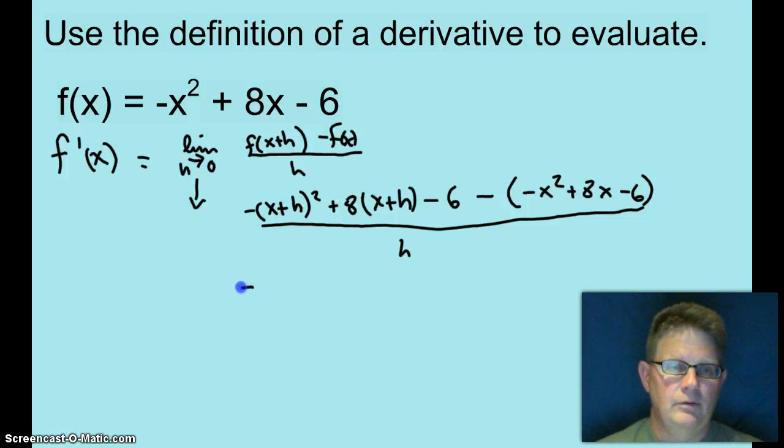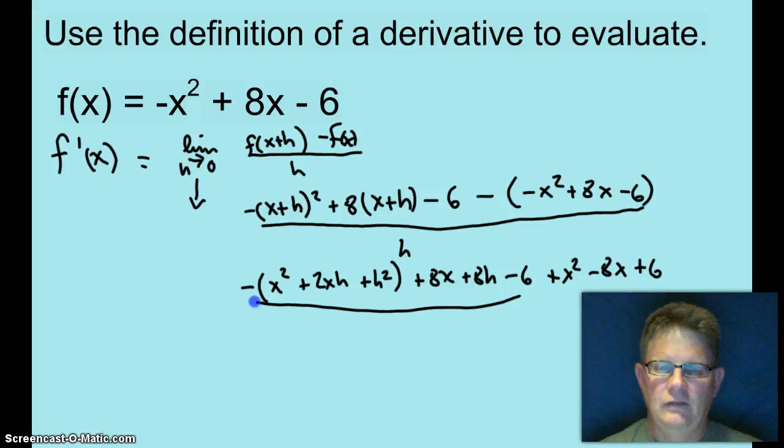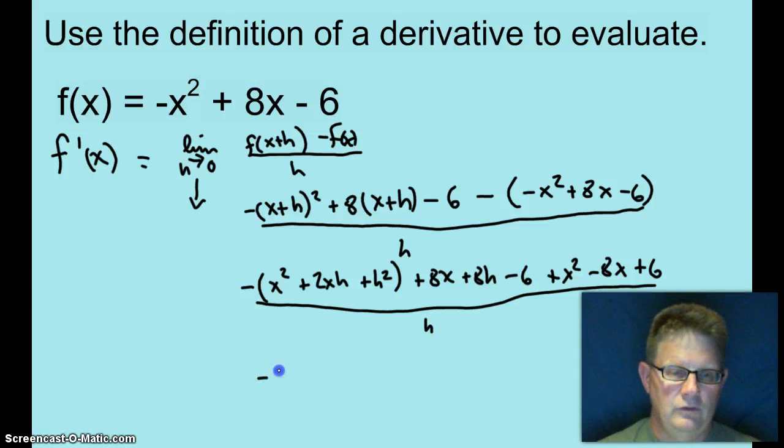Alright, so we've got the opposite, or negative, of x squared plus 2xh plus h squared plus 8x plus 8h minus 6 plus x squared minus 8x plus 6. I love multiplying through by negative 1, and that's all over h. See if I can simplify this for you a little bit more. And I guess I should have probably paused this, shouldn't I?